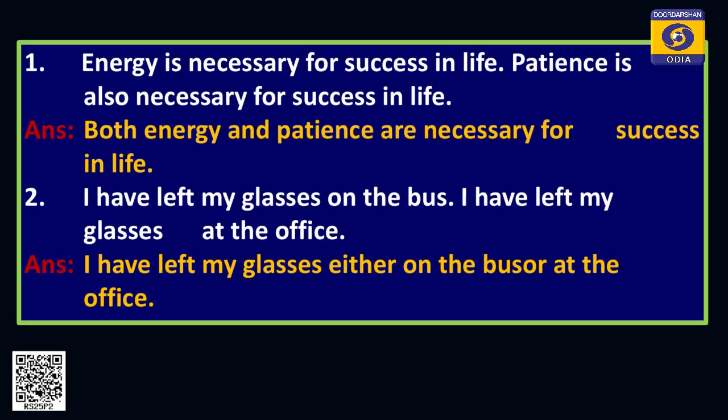So, energy is necessary for success in life, patience is also necessary. So, both the things are necessary, we can use both and. So, both energy and patience are necessary for success in life, both the things are necessary, right. So, both and, because energy is necessary and patience is necessary. When the two things are same, we can use both and. I have left my glasses on the bus, I have left my glasses at the office. So, I have left my glasses either on the bus or at the office, right. So, two things, either on the bus or at the office, right.